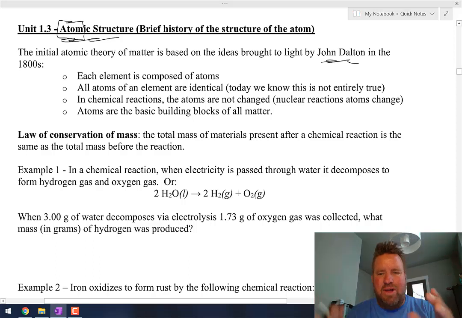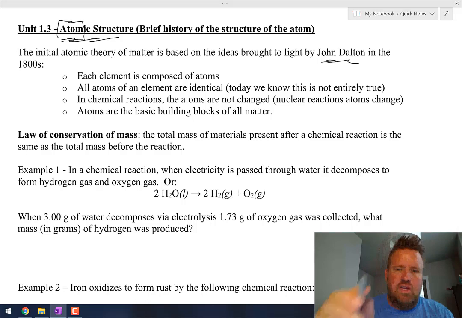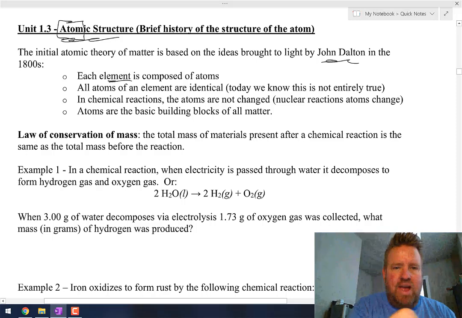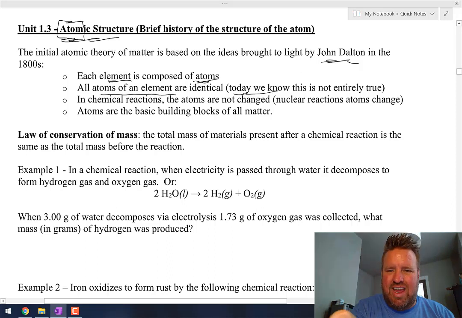kind of came up with some ideas about these little tiny particles. One of the things he came up with, he said, we think that every single thing that is made up on this earth is made up of elements, and those elements are made up of atoms. He also thought that all atoms of an element are identical to each other, which today we know is not 100% true. There are some things called isotopes, which we're actually going to learn about in our next lesson. That makes the atoms a little bit different.